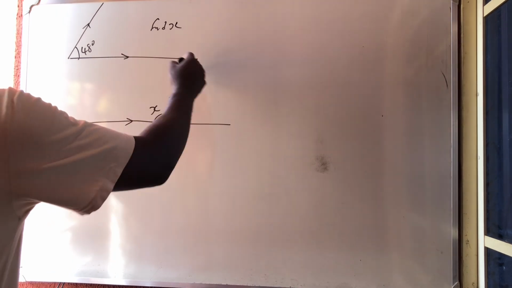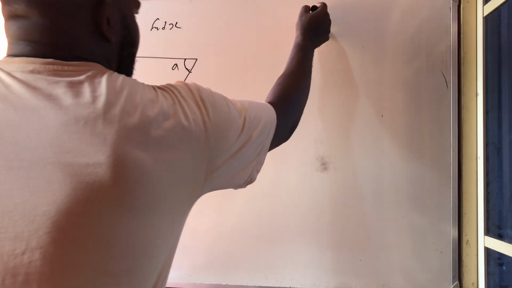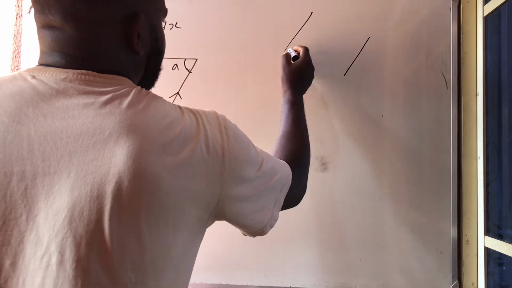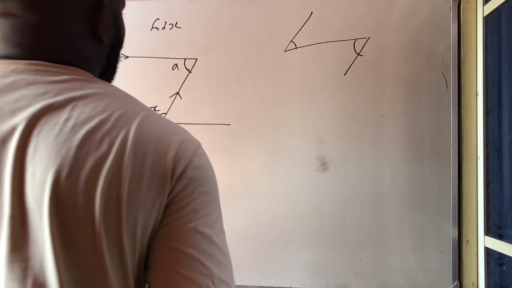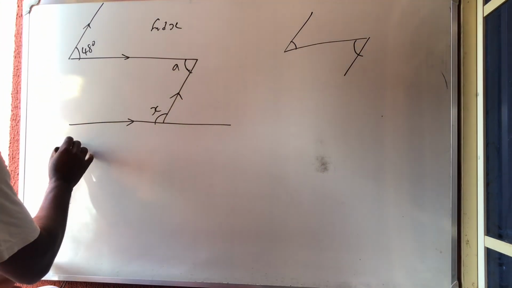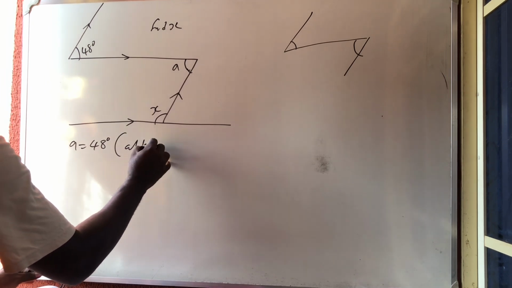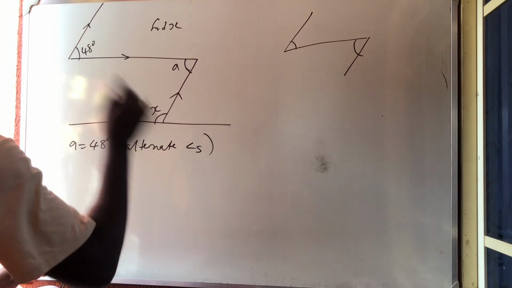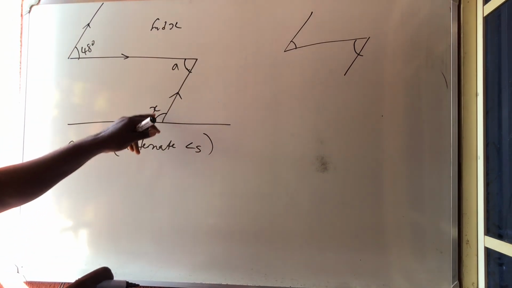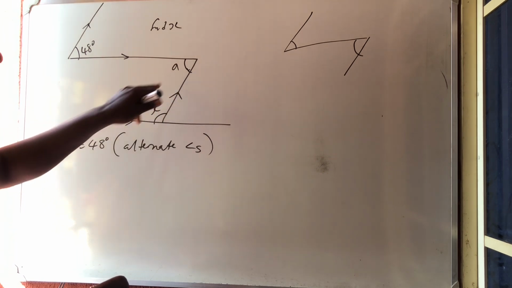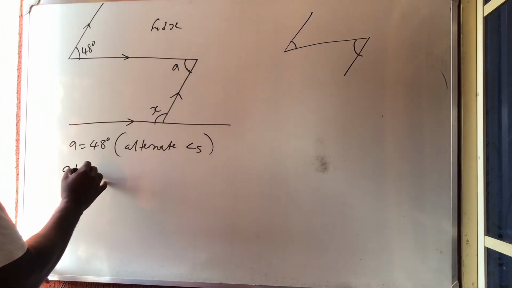Let's get this place. Now, don't forget that whenever you have two parallel lines and there is a transversal line touching them, the inside angle must be equal to the outside one there. And it's called what? Alternate angle. So we say that A is equal to 48 degrees. My reason is what? Alternate angles. Okay? But if you look at A and X, they are opposite each other, and here is parallel to here. Allied angle. Don't forget.